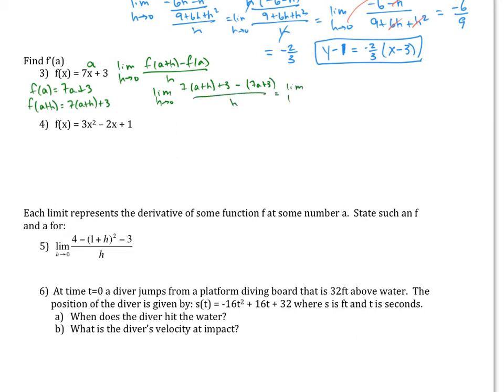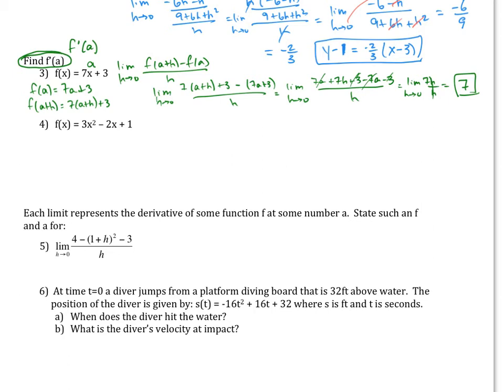Cleaning this up, I get the limit as h goes to 0 of 7a plus 7h plus 3 minus 7a minus 3 all over h, right? Those go away. These go away. I'm left with 7h over h as h goes to 0. Those reduce out. I'll end up with 7 as my slope. And here it's just telling me find f prime of a. It's not asking for an equation, just the derivative, the slope of the tangent at a. So it's very general.